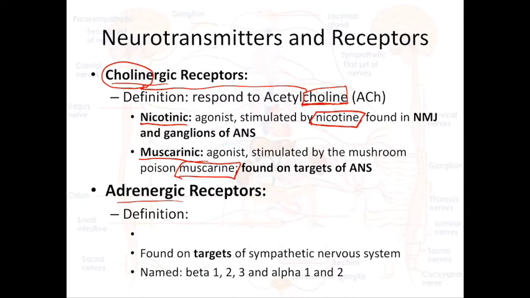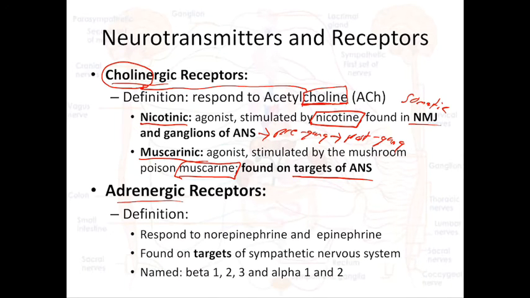Okay, we find the nicotinic ones in the neuromuscular junctions. That's more of the somatic part, right? We also find it in the ganglions of the autonomic nervous system. So between the pre-ganglionic neurons, when those synapse with the post-ganglionic neurons, that's where we're going to find nicotinic receptors. And then the muscarinic receptors are found at the target tissues of the autonomic nervous system.